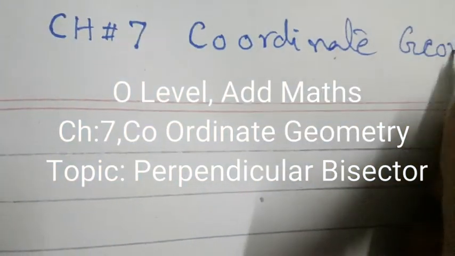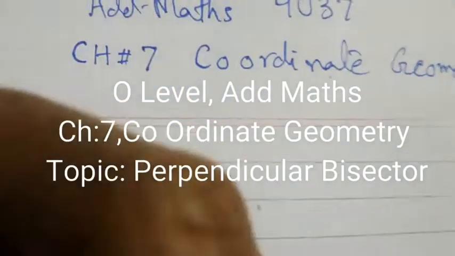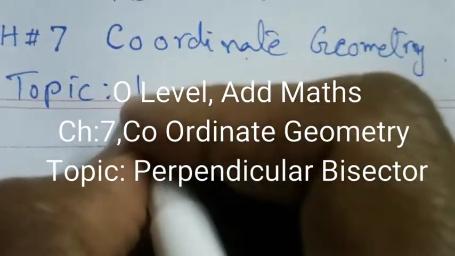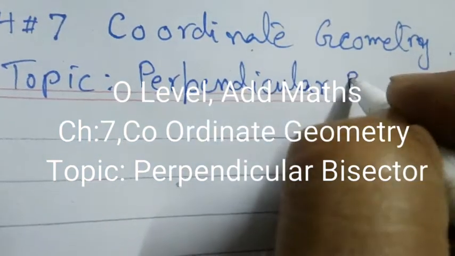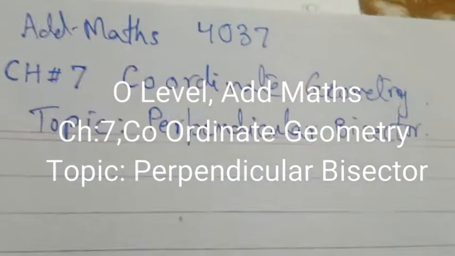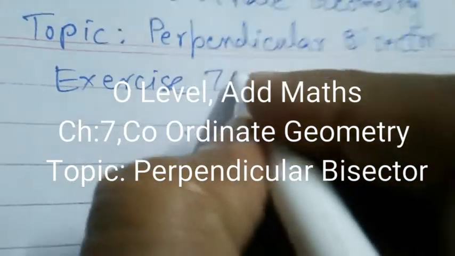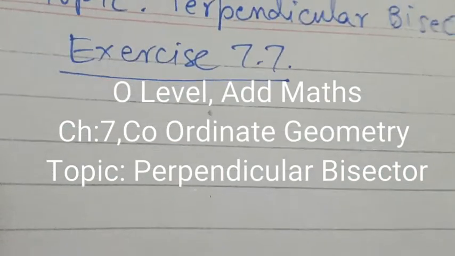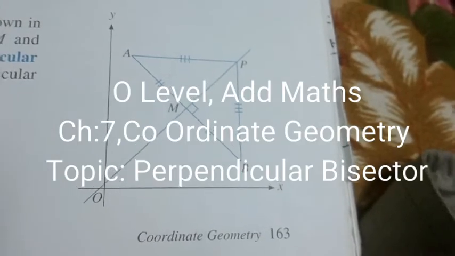Today we start the topic of chapter 7, perpendicular bisector. The word is clear. A bisector means a line which bisects another line in two equal parts. And if this bisector is perpendicular, then it is called the perpendicular bisector. In the diagram we can see OP is the perpendicular bisector of AB.